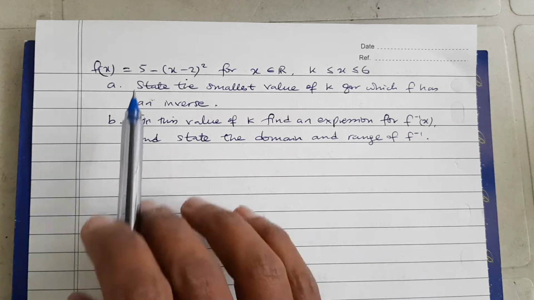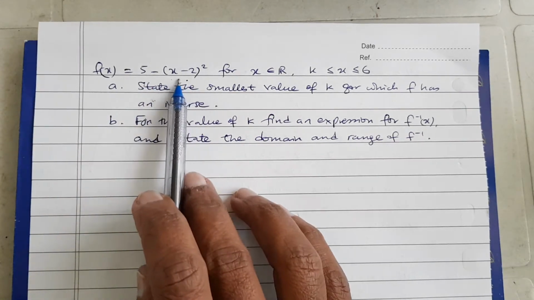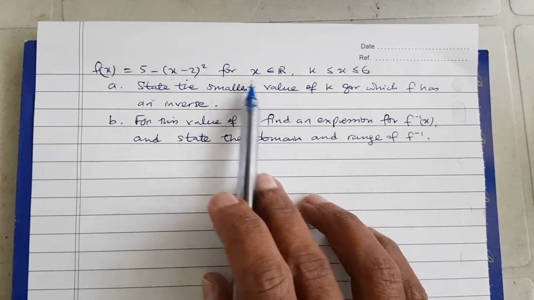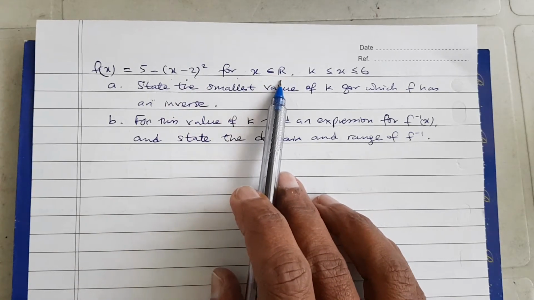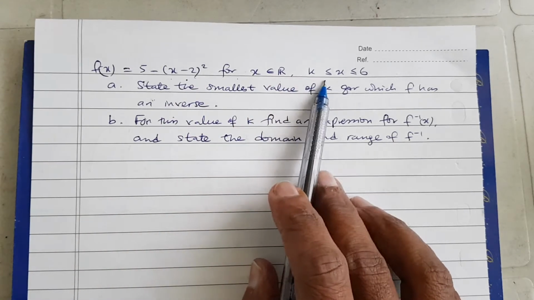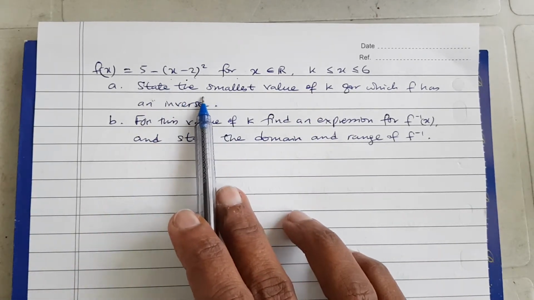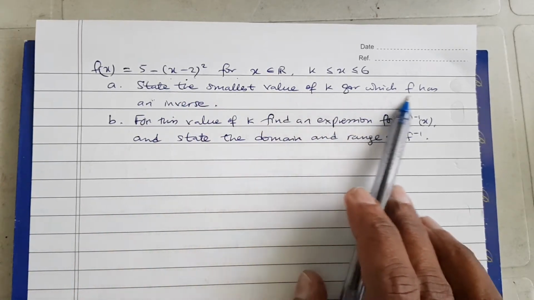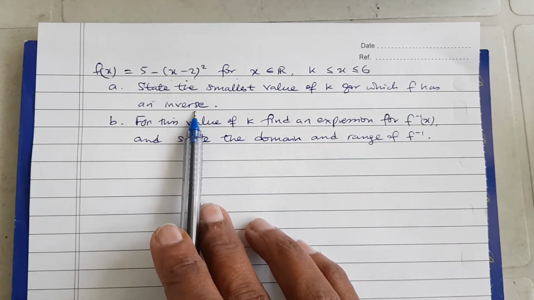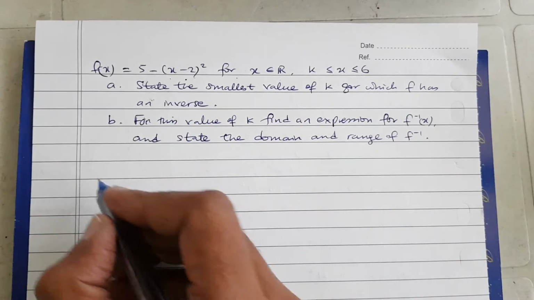Okay, for this question, f(x) is equal to 5 minus (x minus 2) squared, for x belonging to the set of real numbers where k is less than or equal to x, less than or equal to 6. And now we need, for this function, to state the smallest value of k for which f has an inverse. Now let's look at the first part of the question.